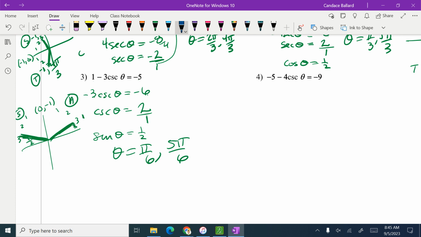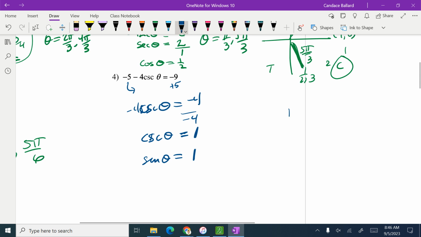Okay, let's take a look together. What am I going to do with this negative 5? Add it. So it's negative 9 plus 5, negative 4. Now what am I going to do? Divide by negative 4. So negative 4 divided by negative 4 is 1. Cosecant is the reciprocal of what? Sine. What's the reciprocal of 1? 1. So I am looking for where my y value is equal to 1.